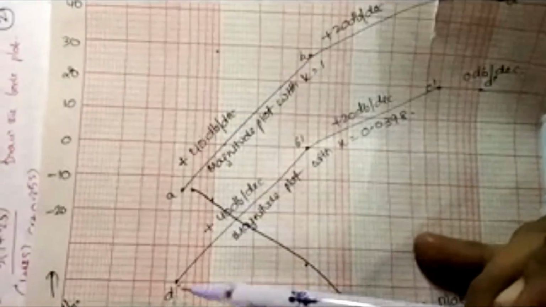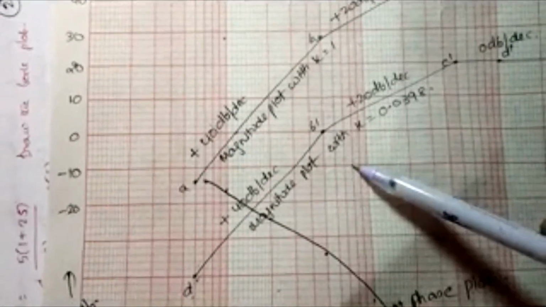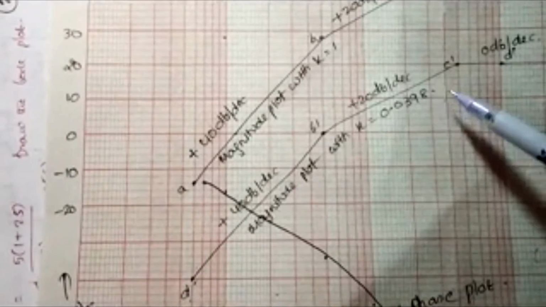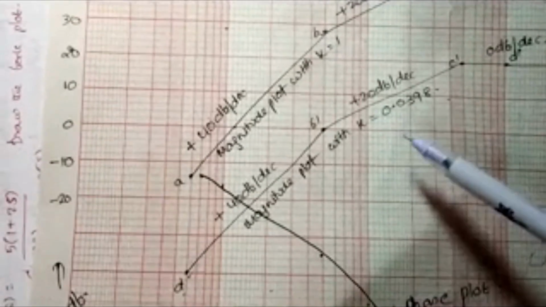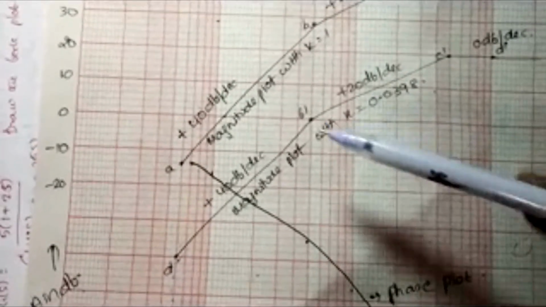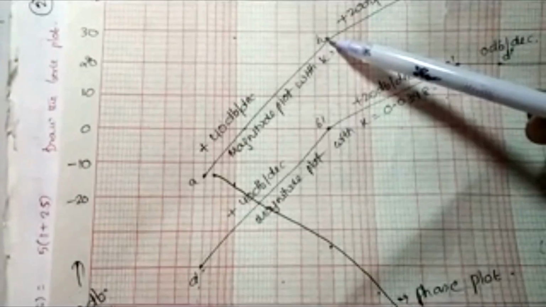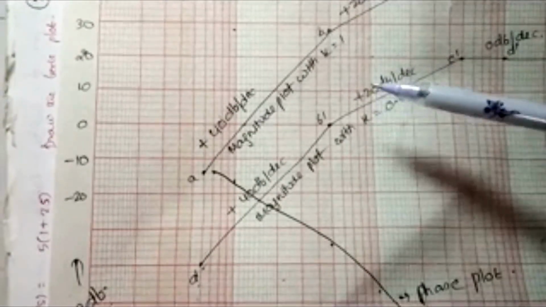So in the same graph sheet, now plot the new values. This is the magnitude plot with K equal to 0.0398. This is obtained using 20 log K is equal to minus 28. Why are we equating it to minus 28? Because according to the graph, at gain crossover frequency 5 radian per second, the value is 28 dB, which must be equal to 0. 28 becomes 0 when minus 28 is added to it.